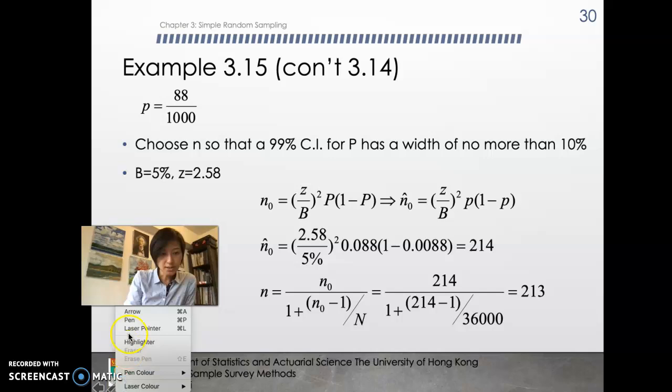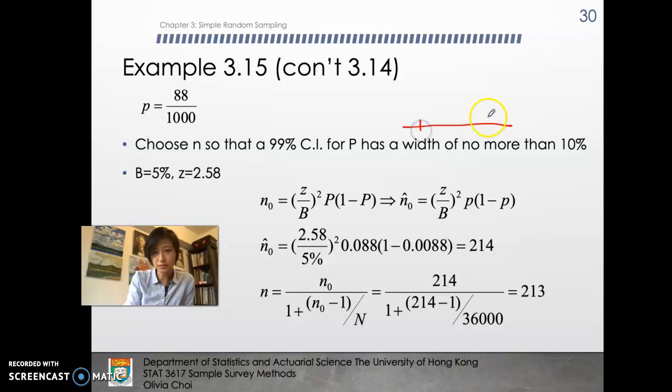mean? It says that the width of our confidence interval is no more than 10%. So let's say if this is the distribution of our sample proportion, and this is our P, and the bound of error plus or minus, right? Both sides cover 99% of the time. So the width is 10%. So that means on one side, the bound of error should be 5%. Okay, so at 99%, the critical value is 2.58.